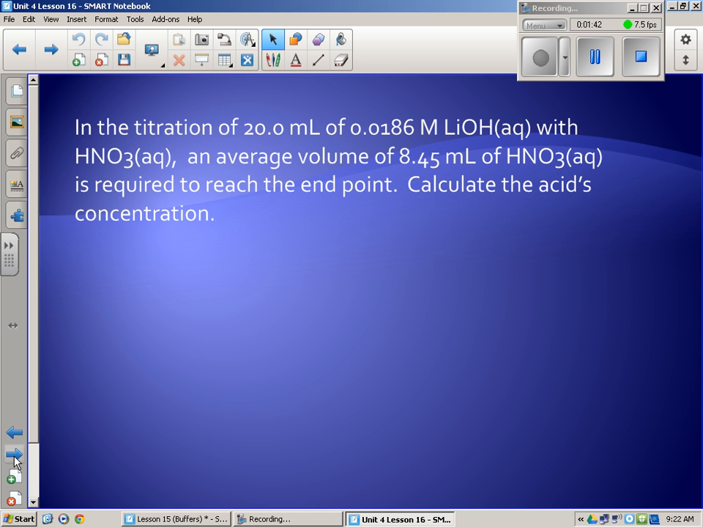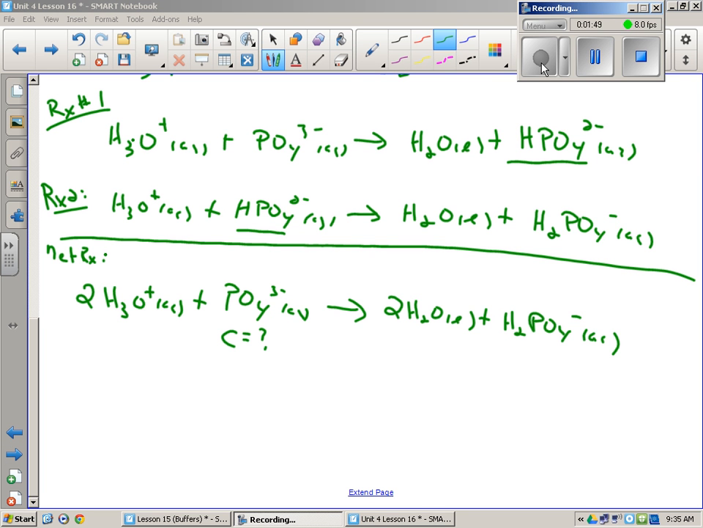So I want you to write out an equation for this. You should be able to do this. Do it now, quickly. Lithium hydroxide. There you go. It's all done. Perfect. That was quick, eh? All right, there's the net reaction.